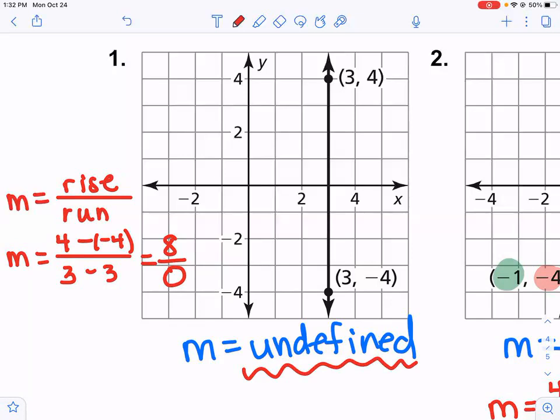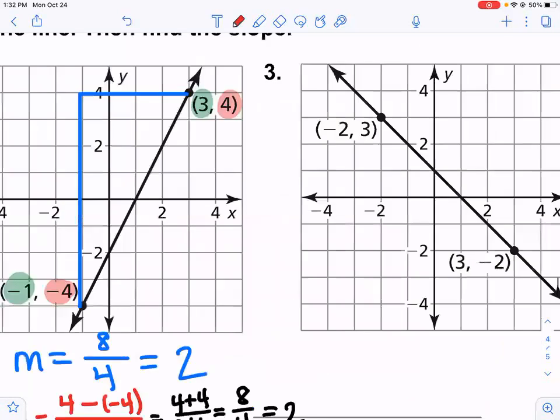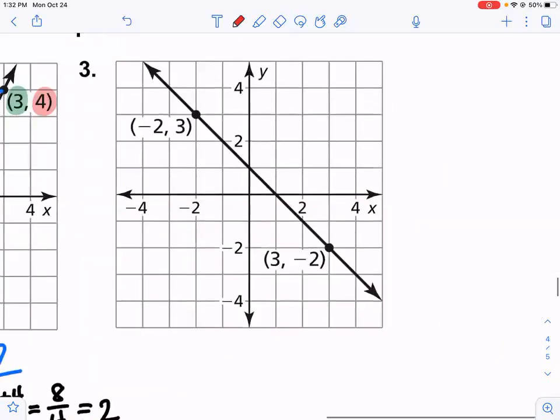I would like you to find me the slope for number 3 using rise over run, and then use the formula and make sure you get the same answer. You are finding me number 3. Use rise over run, then use the formula. You should be getting the same answers.